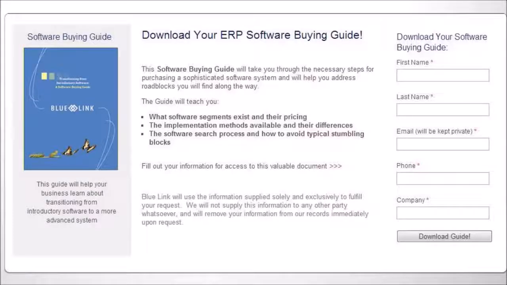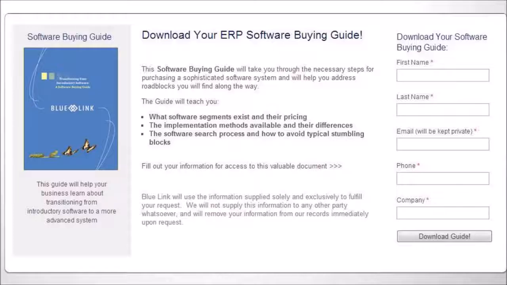Now this is pretty basic. It's suggesting that there is a software buying guide available. You could download it. It gives you a bit of information and then it asks for some information from you to then be able to download that guide. Okay, so it could be an ebook, could be a video, anything like that. It generally has that sort of flow.